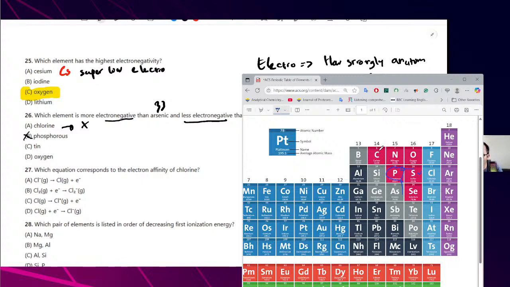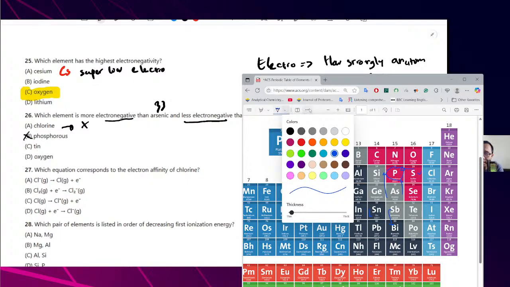How about tin? Tin is Sn. We are going down, so it is decreasing. We want to go up, not down. If going down, it is already incorrect, because we need something more electronegative than arsenic, and arsenic is over here, so we need to go up. As tin is going down, it is incorrect.